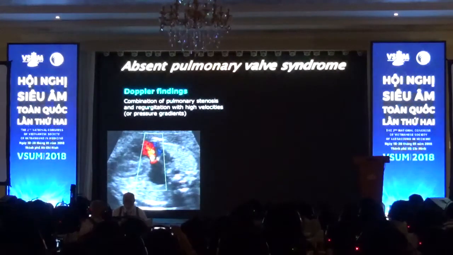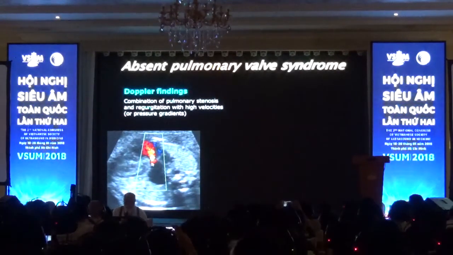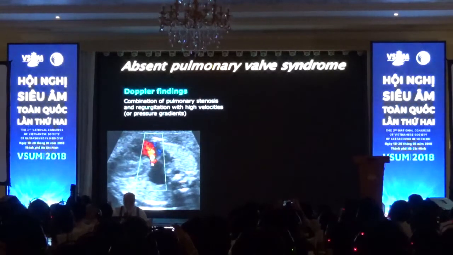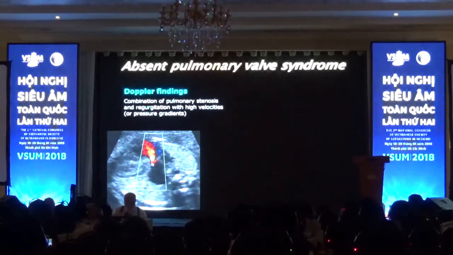Doppler finding, well, you can anticipate what the Doppler sound is going to be. You will have forward flow and you will have regurgitation. So it's going to sound.